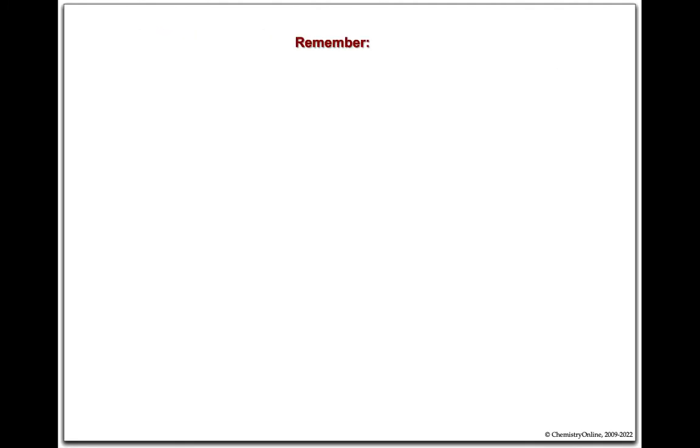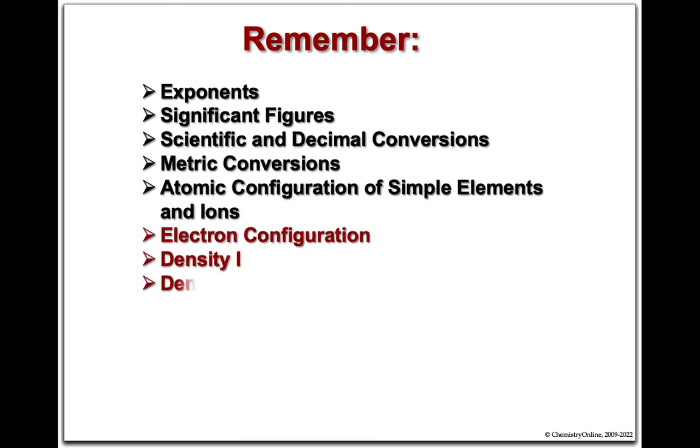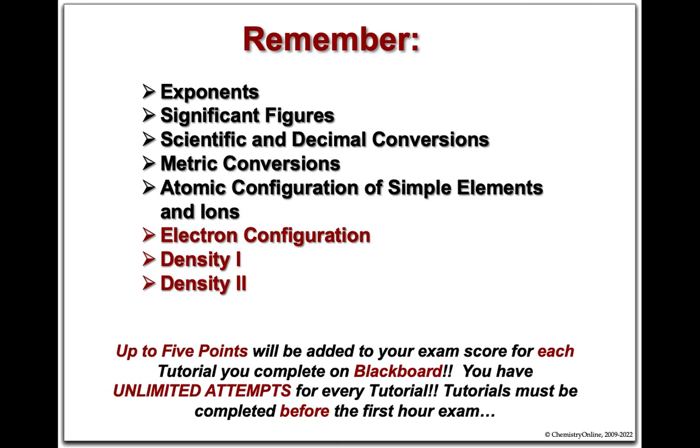Today, we covered atomic configuration, electron configuration, density 1 and density 2. This gives us 1, 2, 3, 4, 5, 6, 7, 8 tutorials. That's 40 points worth. Oh my goodness. All right, enjoy the rainstorm.